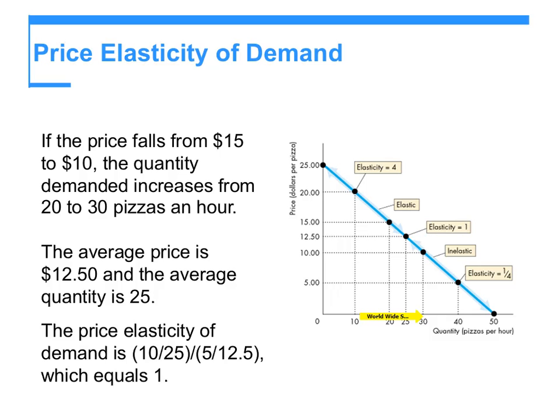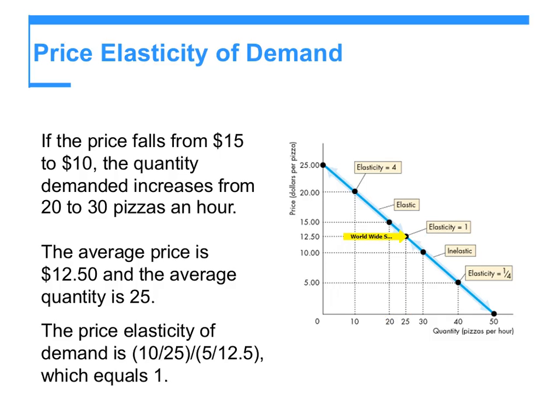This is what you're going to get. Okay. 10 divided by 25 divided by 5 divided by 12.50. If you calculate this, you will get half of this one, which is exactly this point. That's why we say this point is a midpoint. In this midpoint of the linear curve, the elasticity is exactly 1.